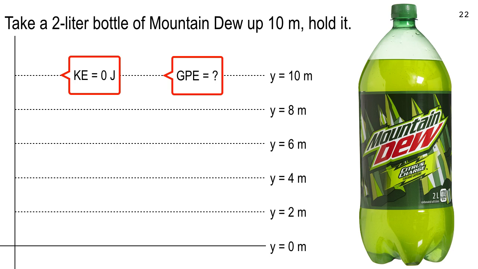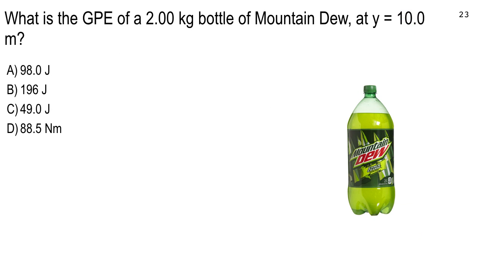Remember what the formula is? GPE equals minus mg delta y. And your delta y here, you're up above the surface, 10. So delta y is positive 10. And in that formula, I have to use g equals minus 9.8 meters per second squared. So let's calculate it.